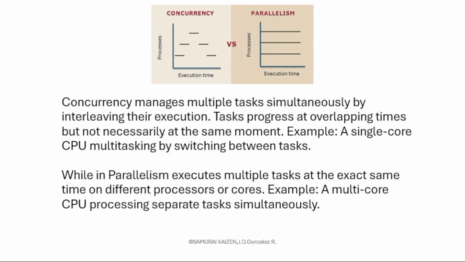Concurrency manages multiple tasks simultaneously by interleaving their execution. Tasks progress at overlapping times, but not necessarily at the same moment. An example of this is a single-core CPU multitasking by switching between tasks, while parallelism executes multiple tasks at the exact same time on different processors or cores. An example of this is a multi-core CPU processing separate tasks simultaneously.